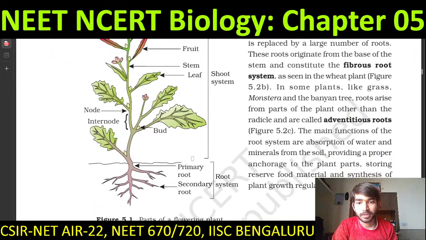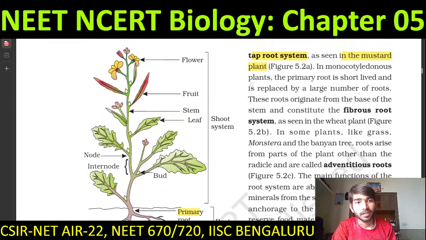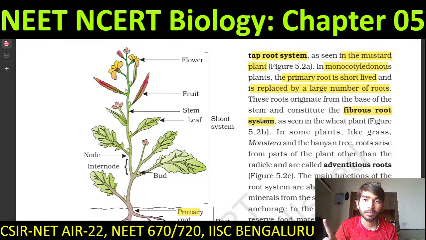This diagram is of the mustard plant. You can see the primary root is here, then followed by the secondary root, and the entire thing is called the taproot system. In monocot plants, the primary root is short-lived. So the radicle grows as the primary root, but it wilts off after some time and is replaced by a large number of roots. These roots originate from the base of the stem and constitute a fibrous root system. So this you should remember.